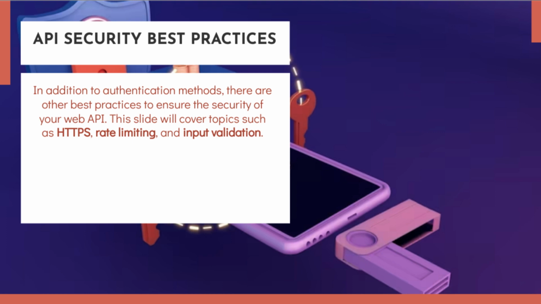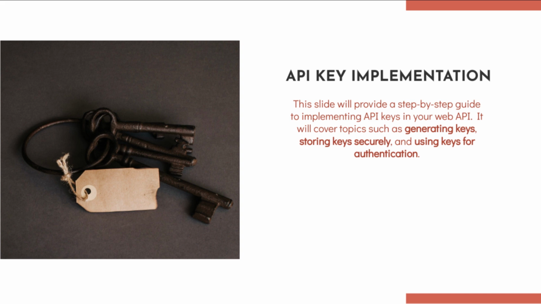3. JWT, JSON Web Tokens. JWT is a compact and self-contained token format that can be used for authentication and authorization. It consists of 3 parts: header, payload, and signature. Here's a brief overview of the JWT process.